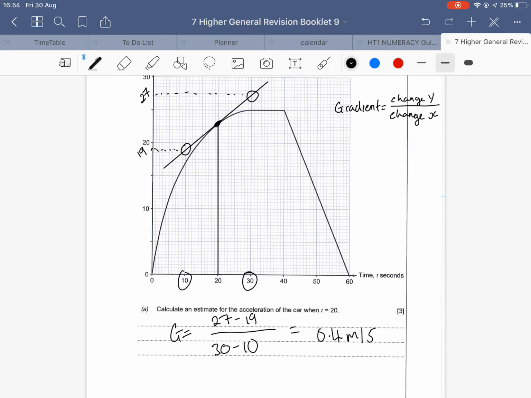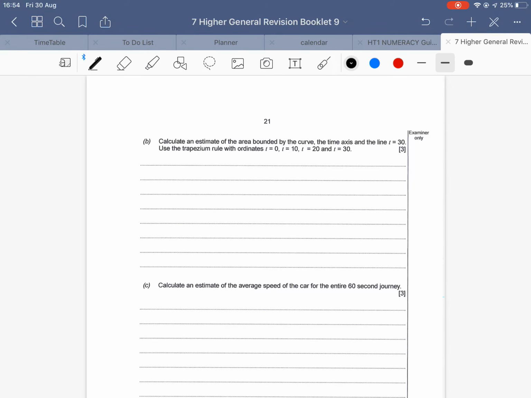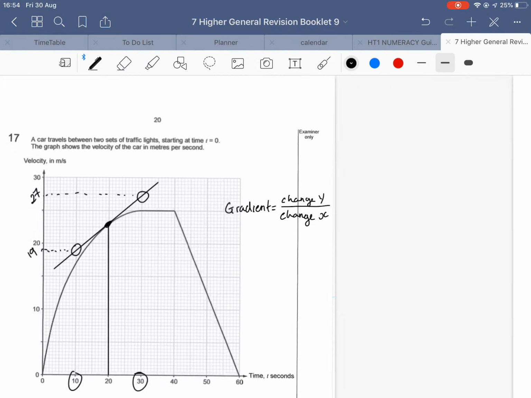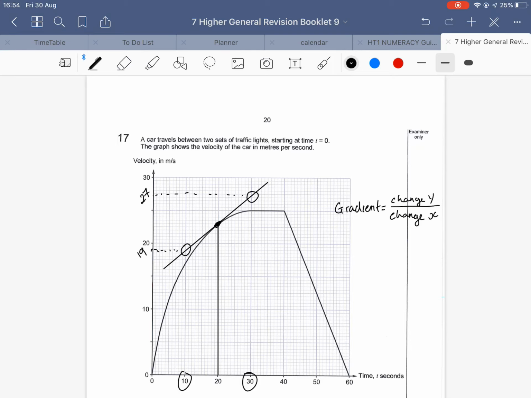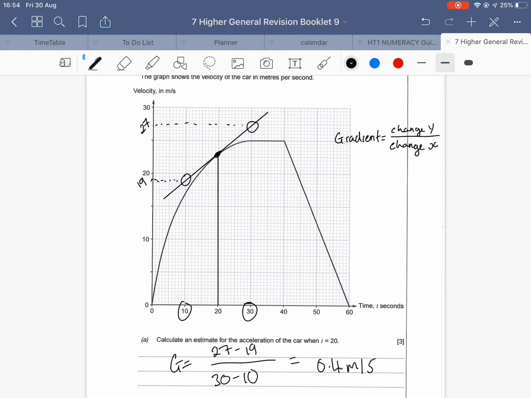Please don't say it's the next page where I do. Calculate an estimate for the area under the curve. I just did this. Time axis and the line t equals 30. Oh, we only have to do 0, 10, 20 and 30. I bet the bottom one is all of them, isn't it? Calculate the average speed of the car over 60 seconds. Why split it up? Why not just do it all?